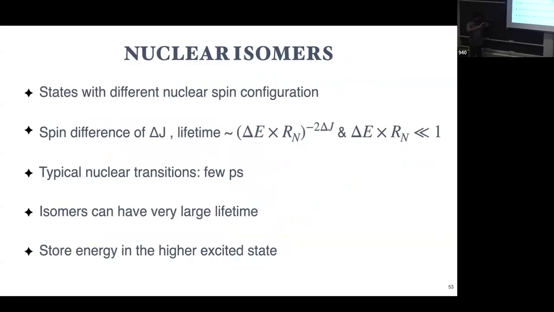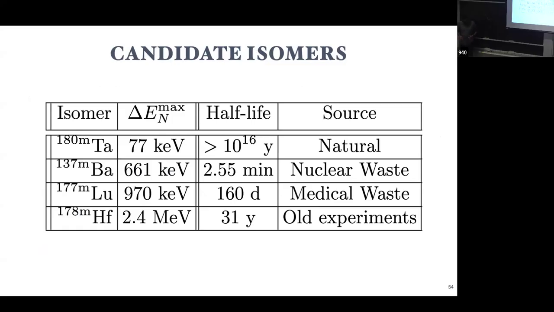They arrange themselves in different spin levels, and the spin difference produces this delta E times R nucleus to the -2 delta J. Whereas a typical nuclear transition is a few picoseconds, isomers can have extremely large lifetimes, and they store this energy in this higher excited state. And this is crazy, right? I mean, this is nature giving you goosebumps, whereas you should expect a gamma decay to happen in picoseconds.